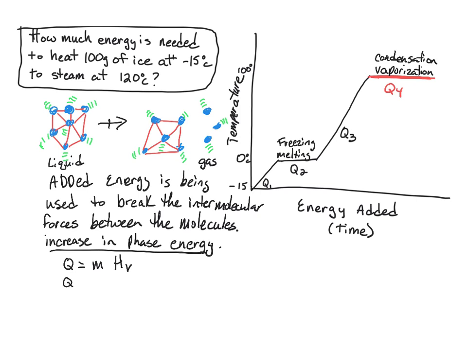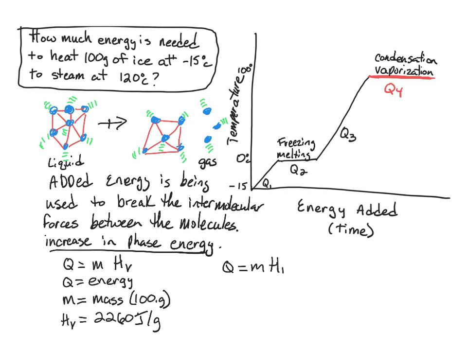So in this formula, our Q is going to equal the energy needed. The m stands for the mass. In this case, it's still 100 grams. And now we need a number that's called the H of vaporization, or the heat of vaporization. And again, that's going to be given to you. In this case, for water, it's 2,260 joules per gram.